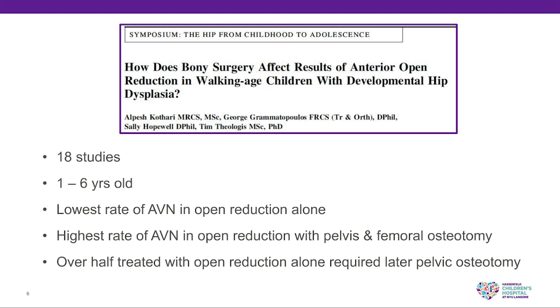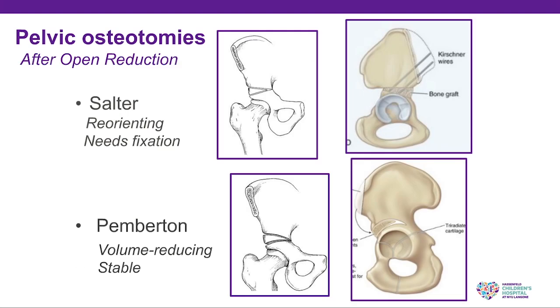And the truth is that very many dysplastic hips may need to be stabilized with a pelvic osteotomy at the time of the open reduction, and they may be hips that are a little bit more likely to go on to AVN anyway. So what are the types of pelvic osteotomies after an open reduction? You can do most commonly a Salter or a Pemberton, and I think it really comes down to personal preference, but there certainly are benefits to either one.